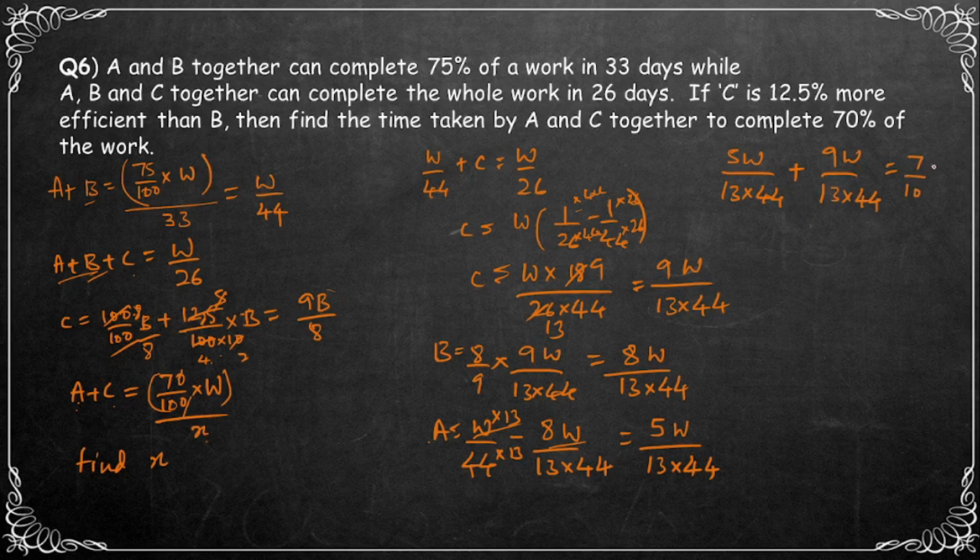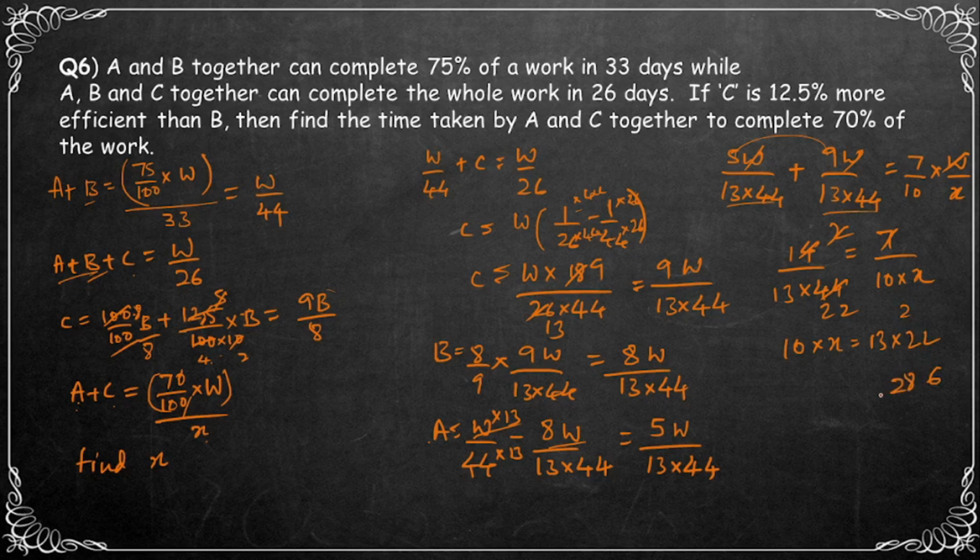7 by 10 into W by X. W is common on both sides, 13 into 44 is also common. So we can add 5 plus 9, which is 14, equal to 7 by 10 into X. 7 1s are 7, 7 2s are 14, 2 1s are 2, 2 22s are 44. So 10 into X is equal to 13 into 22. 13 into 22 is 13 2s are 26, 26 plus 2, 28, so X is equal to 286 divided by 10, which is nothing but 28.6. So the answer is 28.6 days.